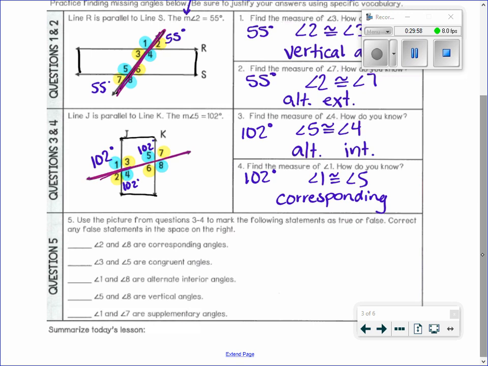All right, I want you to try number 5. Use the pictures from 3 to 4 to mark the following statements as true or false. And if it's false, correct it. I'm going to stop my recording here and you can check the key to these.